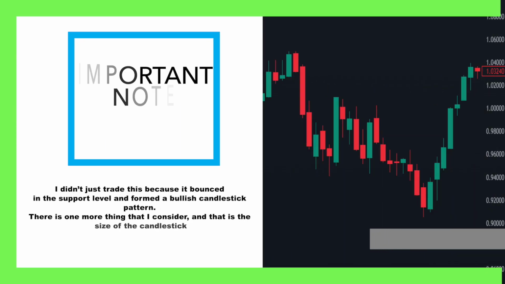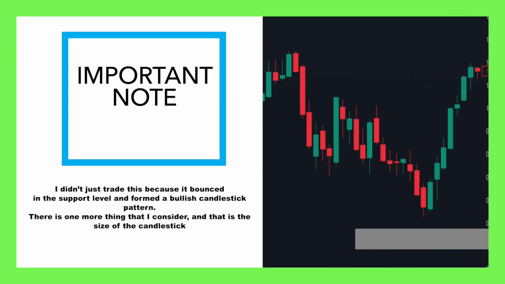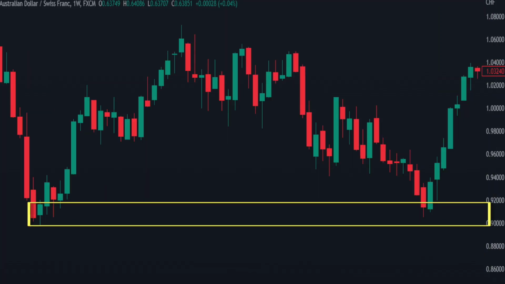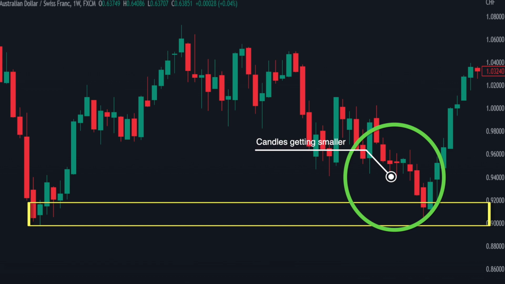But take note guys, I didn't trade this just because it bounced in the support level and formed a bullish candlestick pattern. There is one more thing that I consider, and that is the size of the candlestick. Now, look back at the chart. Observe as the price is approaching the support level. Have you observed that the candlestick is getting smaller? When the candlestick is approaching the key level, make sure that the candlesticks are getting smaller. This means that the momentum is decreasing, and that's what we want as the price is nearing the key level.